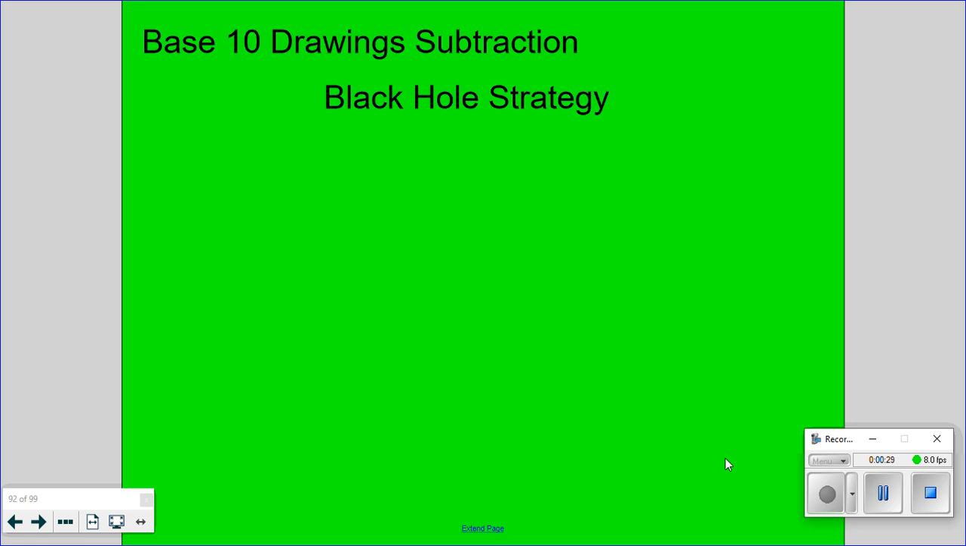Today we're going to be looking at base 10 drawings. We did some work with base 10 drawings with addition. And the strategy my class actually last year named, and they wanted to call it the black hole strategy, which kind of makes sense to me. So we've got a title and a subtitle. Title is base 10 drawing subtraction, and our subtitle is black hole strategy. Go ahead and write that down, please.